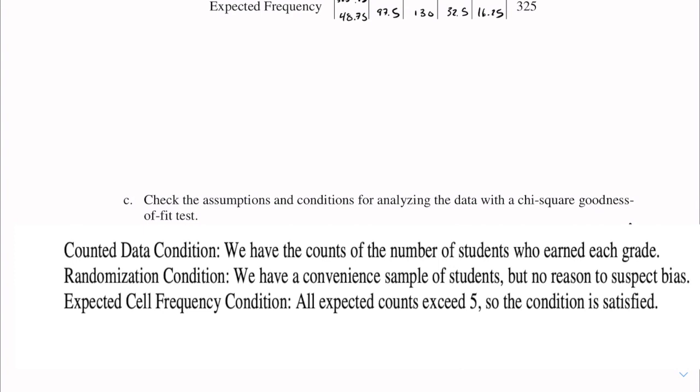Next, we look at the randomization condition. From the randomization condition, this is more of a convenience sample of students as opposed to a simple random sample. So what we're looking for is, is this class representative? It would be safe to assume that this class is representative, and there's no reason to suspect bias. And lastly, our expected cell frequency condition. That's for both the counts and the totals, and none of them are below 5, so we're good.